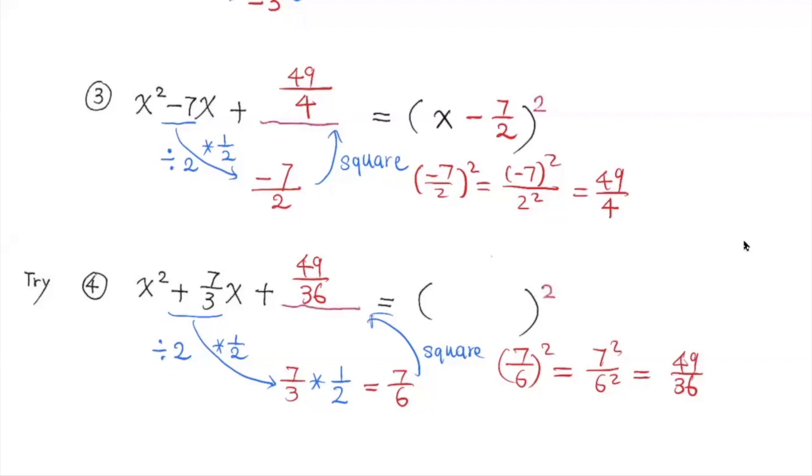Yes, good job. So that is x, and this number is the b. Remember, put the b over here, which is plus 7 over 6.